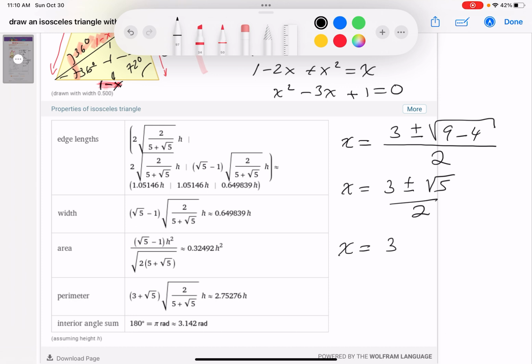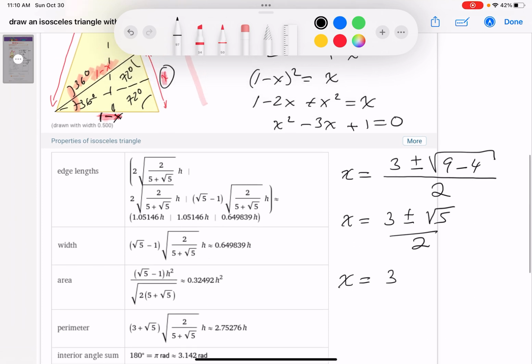Let's see. I guess I got 2 numbers here, don't I? I got 3 plus root 5 and 3 minus root 5. Did I do that right? Let's take a look over here.